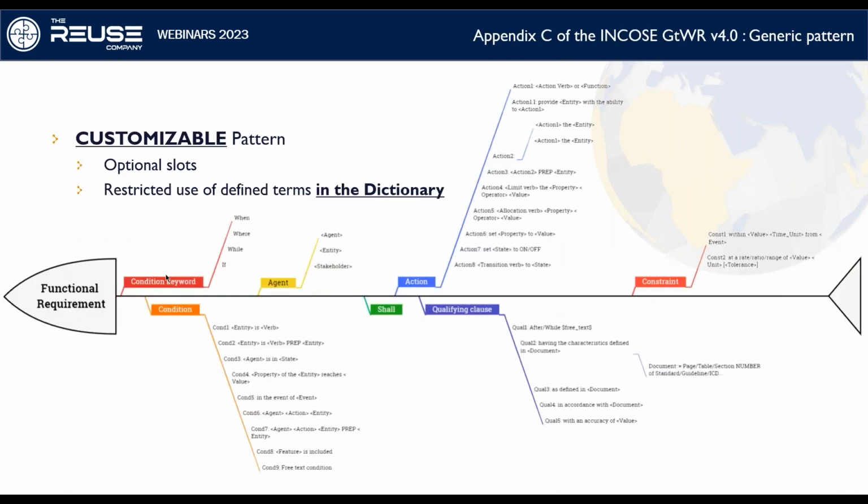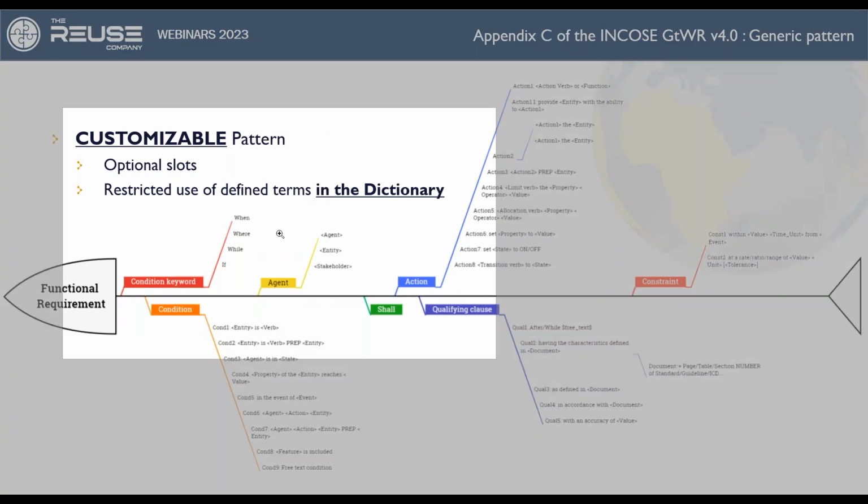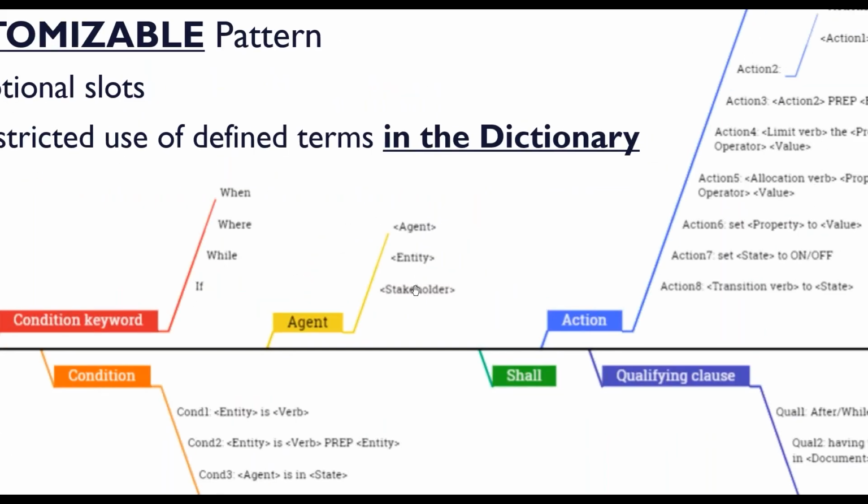A functional requirement could be structured with those slots here. Each slot has different options that you can choose, and I'll use an example just after. And some of the slots are optional, but the common characteristic of all these slots is that the elements that they involve can be input in a project data dictionary.